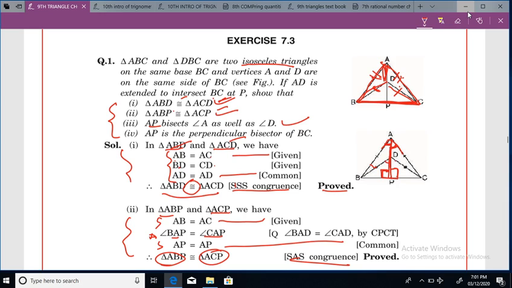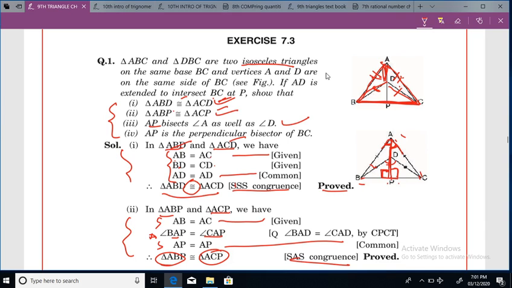And the third one, AP is the perpendicular bisector of BC. Yes, right, because if ABP and ACP are congruent to each other, it means AB equals AC, right?